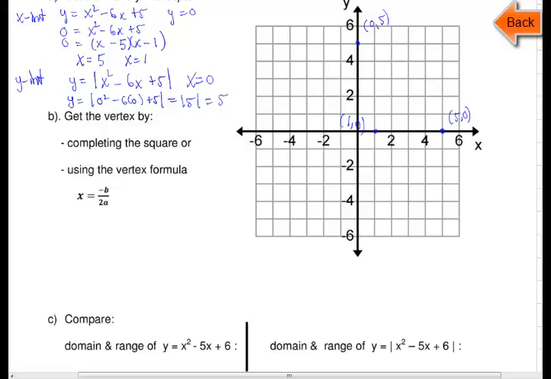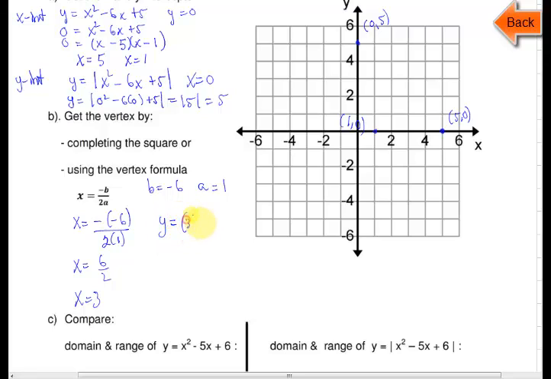Alright, so now let's get our vertex. Now you can get the vertex by completing the square, or you can use the vertex formula. We're going to use the vertex formula because it'll be a little easier. From our original function we can see that b is negative 6 and a is equal to 1. So we're going to plug in negative 6 for negative b and 1 for a. And when we simplify this, we get 6 over 2, which is 3. Okay, and to get our y coordinate for our vertex, we want to plug that into our quadratic function.